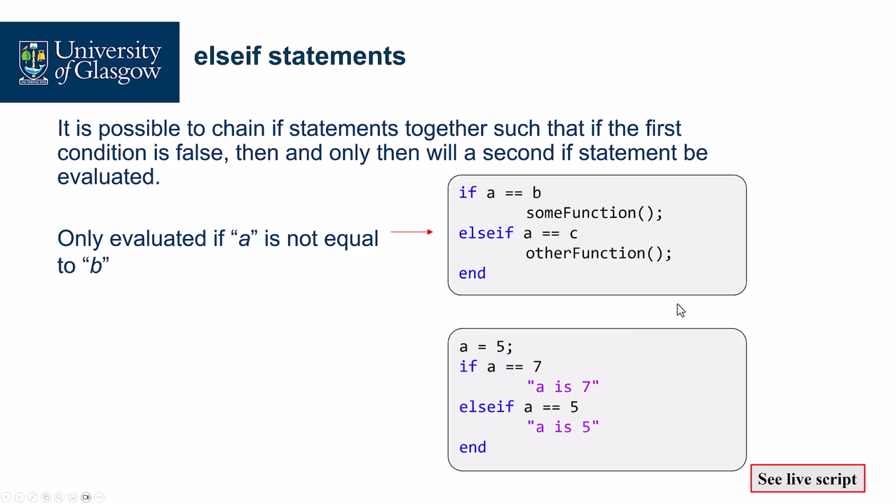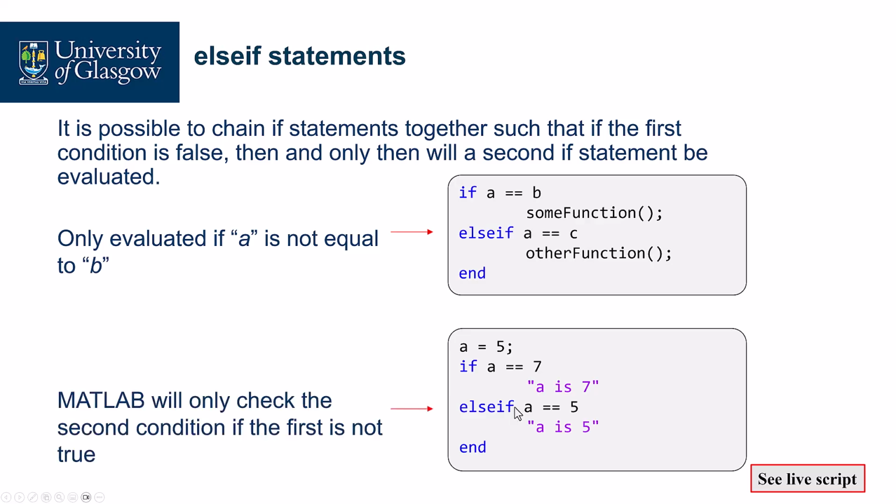So let's see an example. A has been assigned a value of 5, then we will judge if A's value is 7. No, it's not, right? So this won't be executed, then this is false. Then we will come here to see if A is 5. Yes, A is 5, so this will be executed, A is 5, right? So this is the elseif statement.